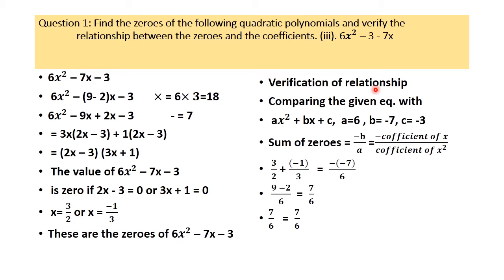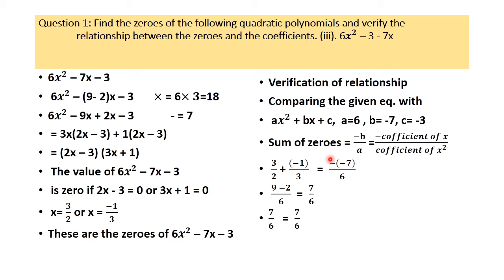Now we will verify the result by comparing the given equation with the standard equation. A is 6, B is −7, and C is −3. Now the sum of zeros is −b upon a, minus coefficient of x upon coefficient of x². Sum of zeros, so these are the two zeros. We will add them: 3 upon 2 plus minus 1 upon 3. We will take LCM: 3 2s are 6, 3 3s are 9, and minus minus 2 1s are 2. 9 minus 2, 7 upon 6.